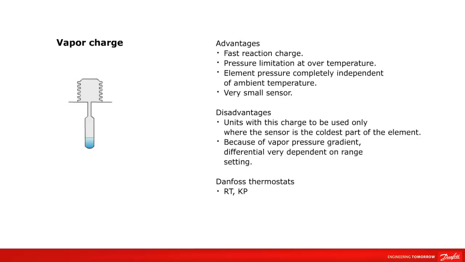The advantages of the vapor charge are fast reaction, pressure limitation at over temperature, element pressure completely independent of ambient temperature, and very small sensors. The disadvantages are that units with this charge can be used only where the sensor is the coldest part of the element, and that the differential is also very dependent on the range setting because of vapor pressure gradient.